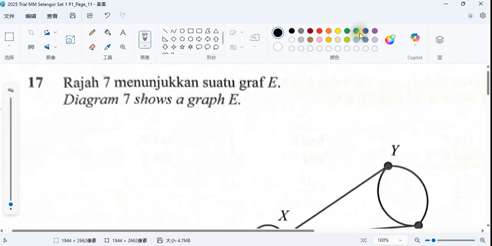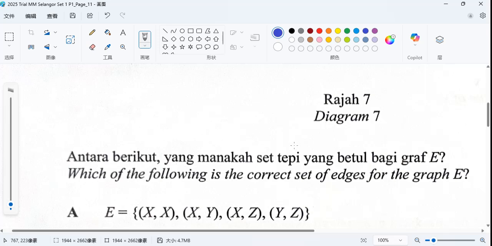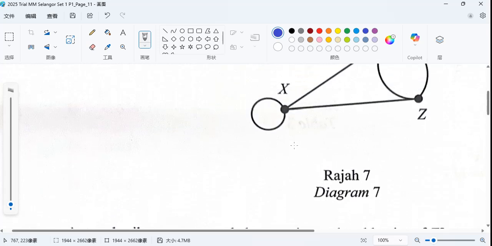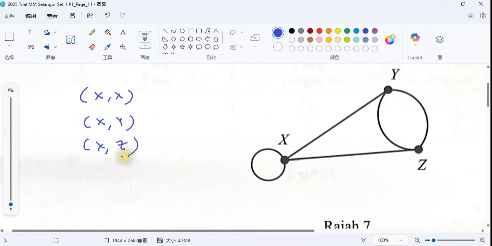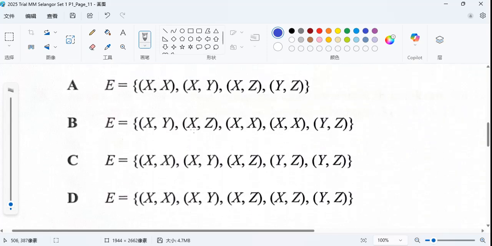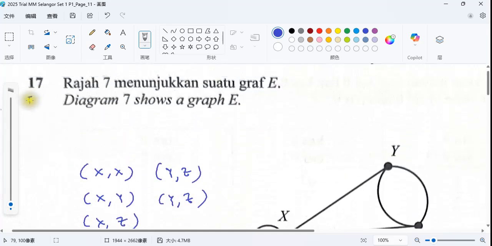Okay. Question number 17. The graph E here. Which of the following is the correct set of edges for graph E? So we have x to x, and then we have x to y and x to z. At the same time, we have y to z 2 times. Okay. So what we will have is xx, xy, xz, yz, yz. Okay, so this is from Form 4, Chapter 5, Graph Theory.